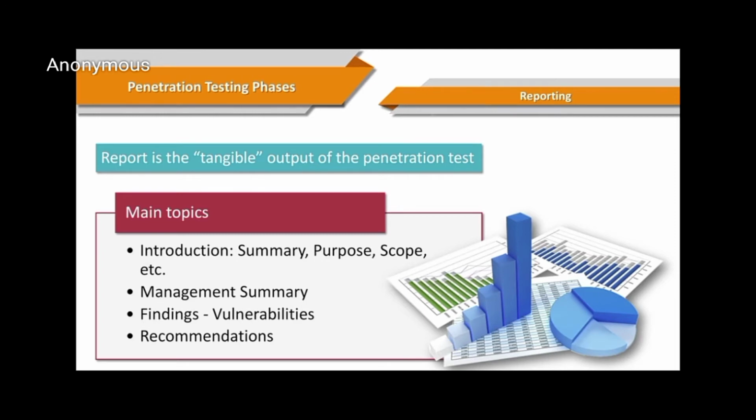An introduction. What's the purpose, the scope, and the duration of the test? A management summary. The screenshot of the IT system to show how vulnerable it is. The findings section that lists all of the vulnerabilities found during the pen test. And the recommendation section includes just how the owner can harden the system.